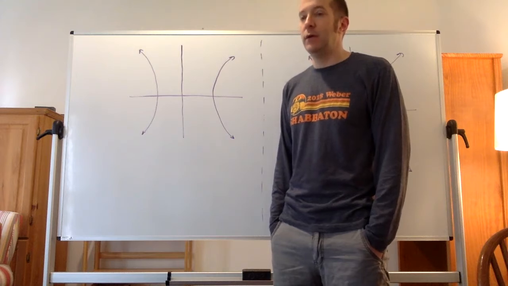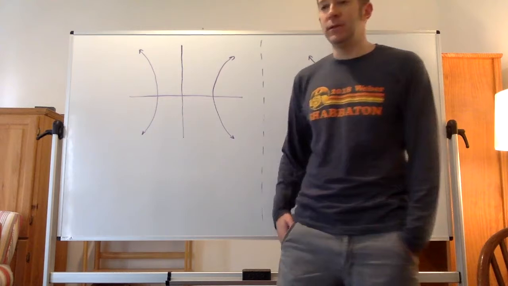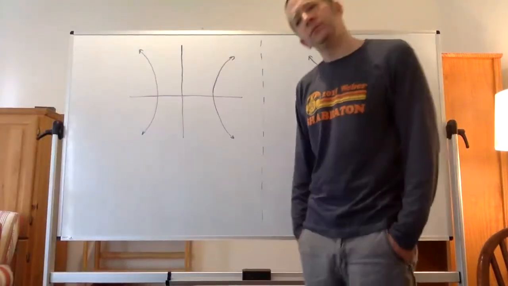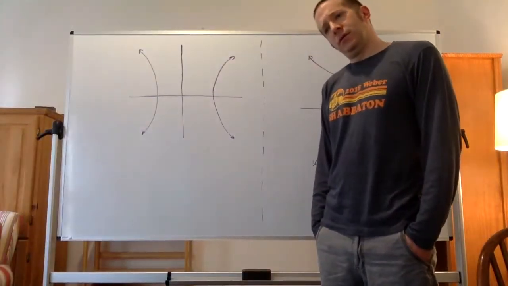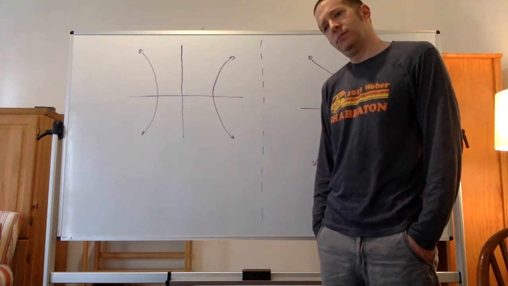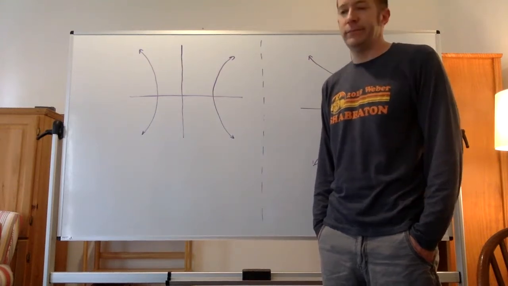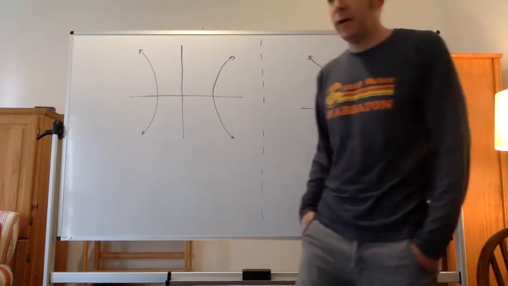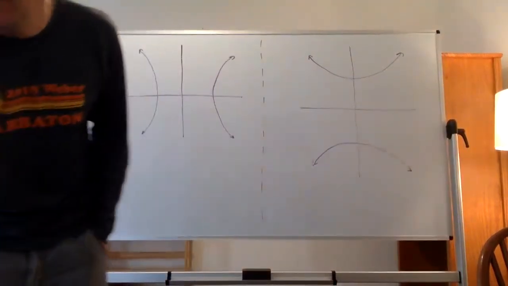That's the one where the angle of the plane is sharper than the angle of a parabola, and it means that it hits the cone twice. So you get these two branches. So that's what D is on that picture.